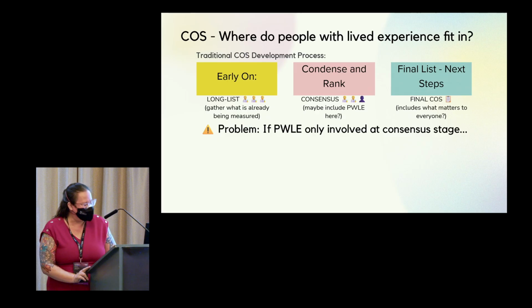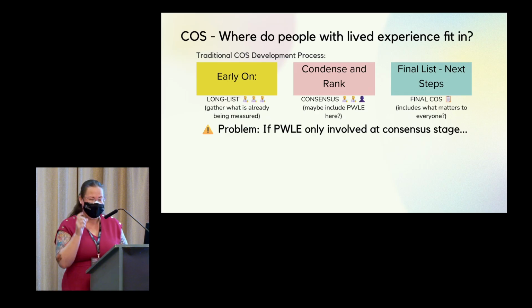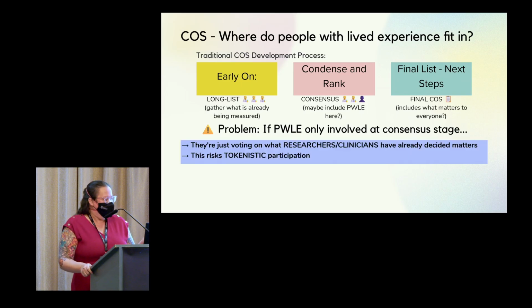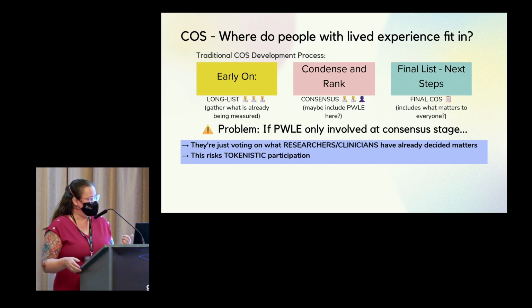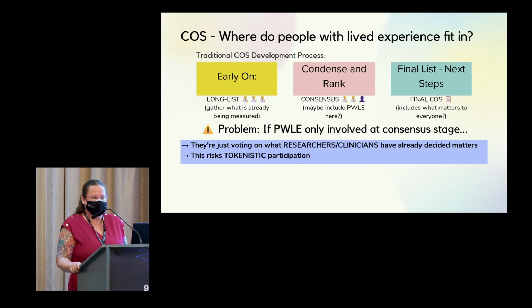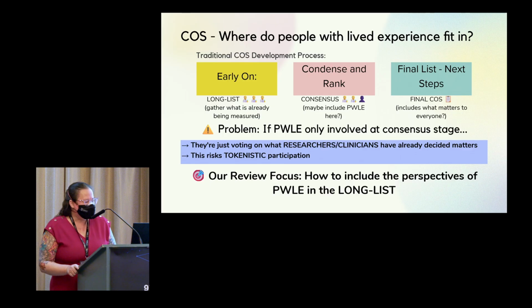So one of the problems with this is if we include people with lived experience only at the consensus or ranking stage, they're just voting potentially on what researchers or clinicians have already decided what matters across previous clinical trials. And it risks this tokenistic participation, which other speakers have spoken and touched on today. So our review focused on how to include the perspectives of people with lived experience into this early stage, this long list generation stage.